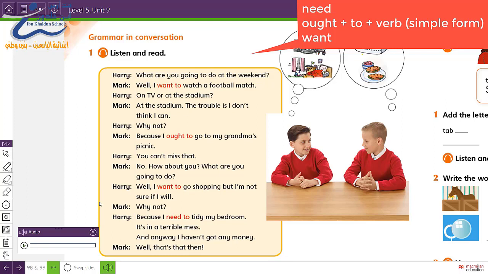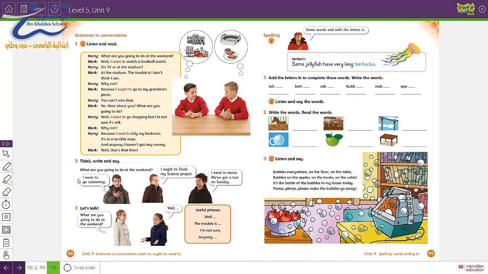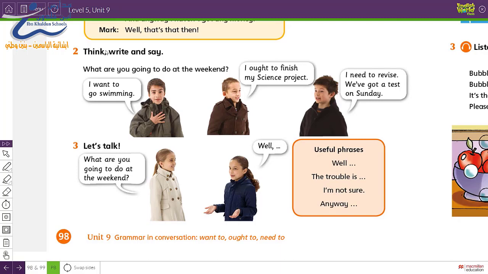Okay, after listening to this conversation, we notice that we use want to, ought to, need to, followed by the infinitive. Okay? Let's move to another part, which is think, write, and say. Look at this question. What are you going to do at the weekend?